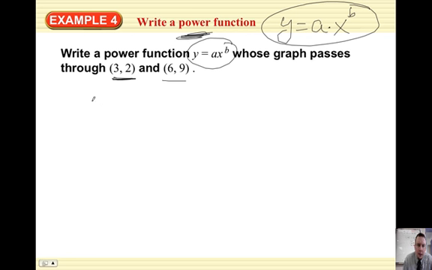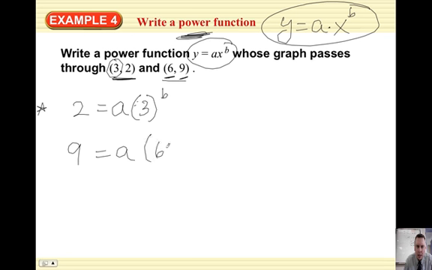3 is x, 2 is y. So 2 is y. Put it in here. Equals a, you don't know, times x, you do know, which is 3, so 3 to the b power. There's equation number 1 and equation number 2. Let's see, 6 is x, 9 is y, so 9 equals a times 6 to the power of b. That looks like a b and a b, but it's 6 and a b. Now what you want to do is solve for a again.